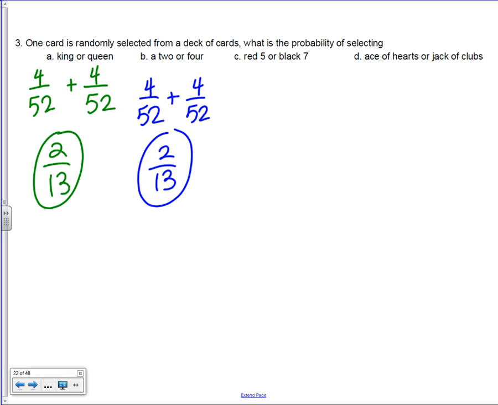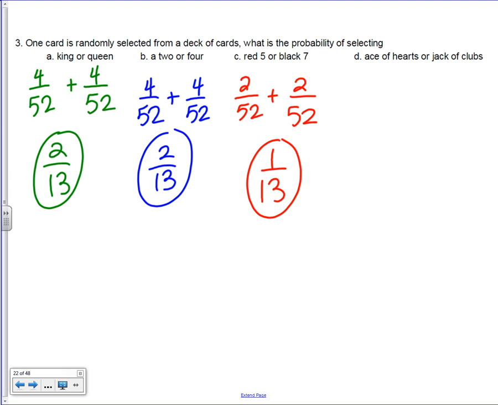All right, how about a red 5 or a black 7? Can you draw both of those things at the same time if you're only selecting one card? The answer is no. So you're going to add their probabilities. There are 2 red 5s. There are also 2 black 7s. So you get a probability of 1/13.